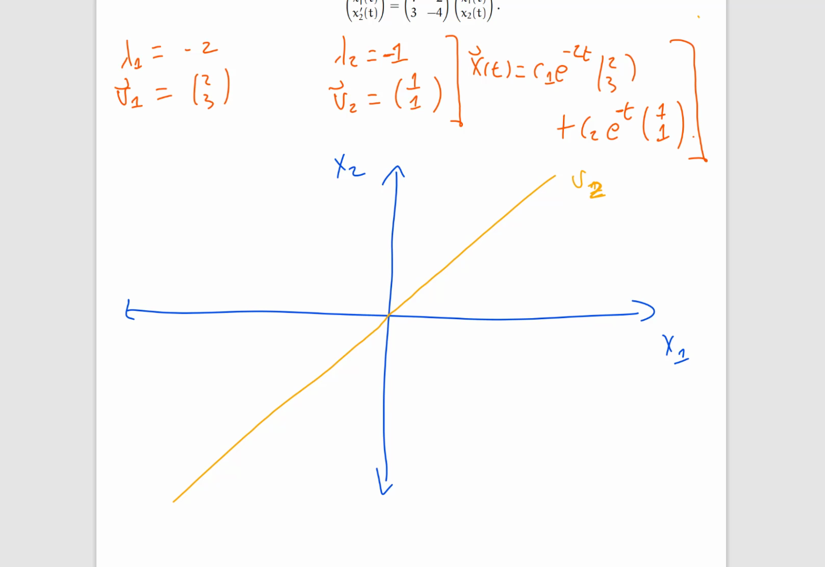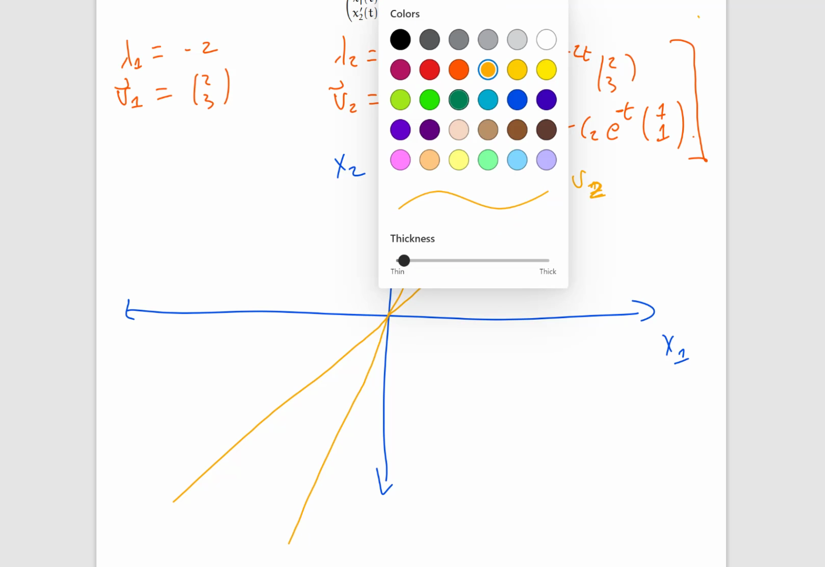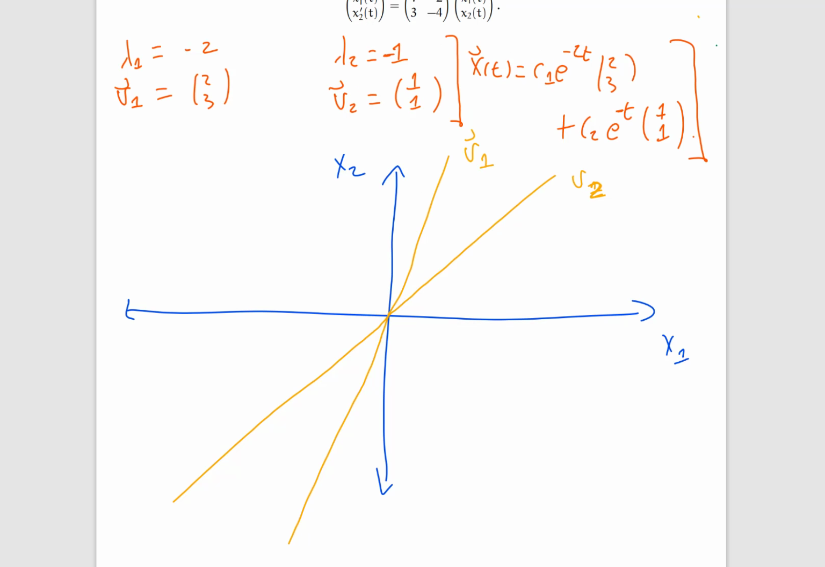And then v1, that's 2, 3. That's going to be a little steeper. The slope is 3/2, which is bigger than 1. And so this is v1. Okay, now the idea, we're going to think through it this way. I'm not going to go through all the details. You can look at the class videos for that, or the notes, or the book, or whatever.